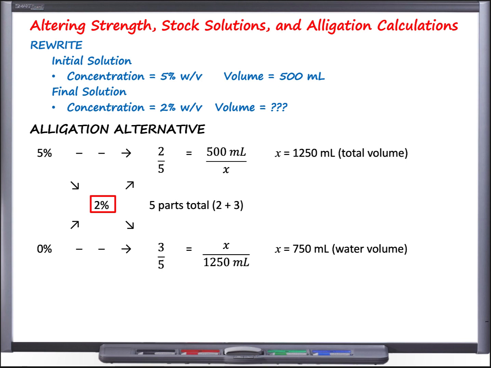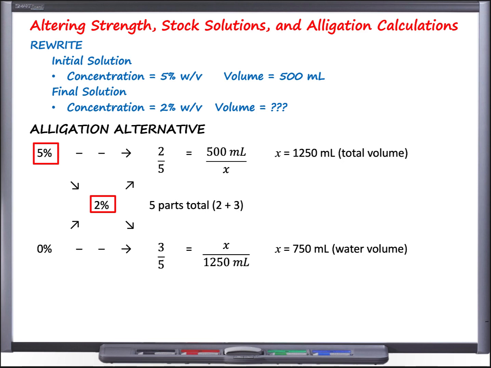What do you want to make from those two ingredients? What we want to make is a 2% solution. So can you kind of visualize a triangle with the top left being the 5%, the bottom left being the 0%, and in the middle to the right is the desired concentration of 2%. Once you set that up, what we're going to do is follow the arrows.